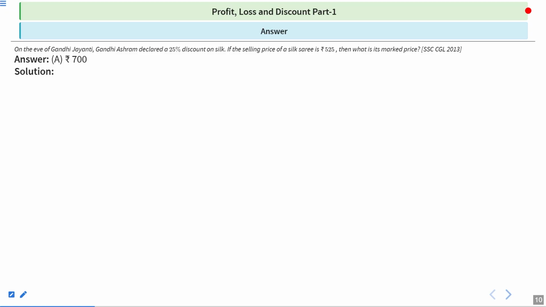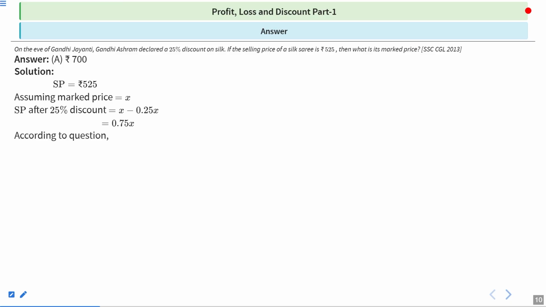Now see the detailed solution of this question. So the selling price is given, which is 525 rupees. Assuming the mark price is X rupees, the selling price after the 25% discount will become the mark price X minus 25% of X. So it is equal to the selling price. So the selling price will become 0.75 of the mark price, which is X.